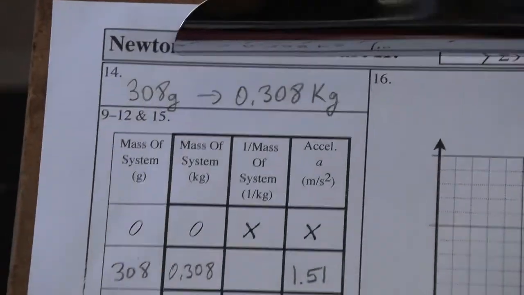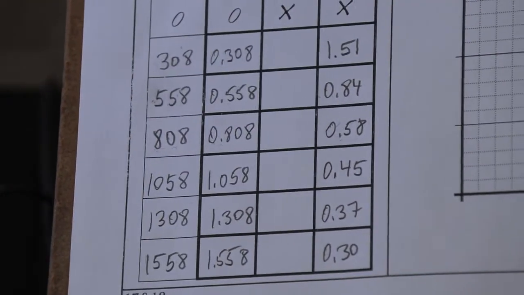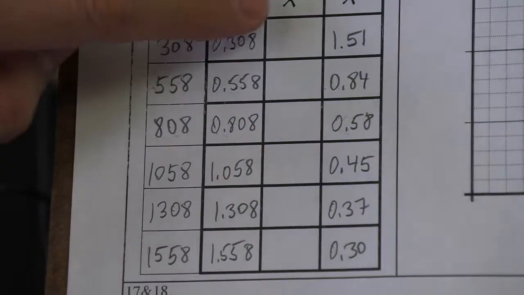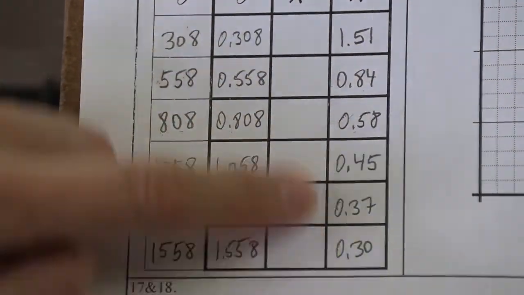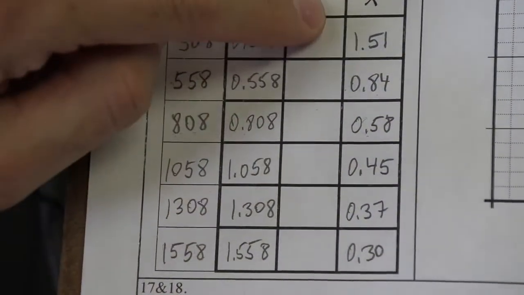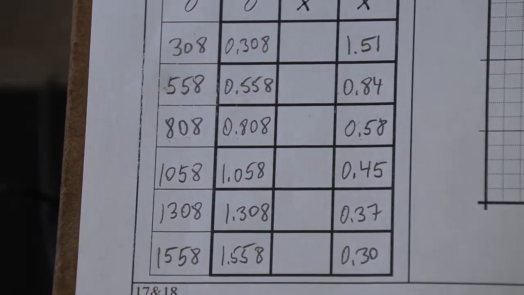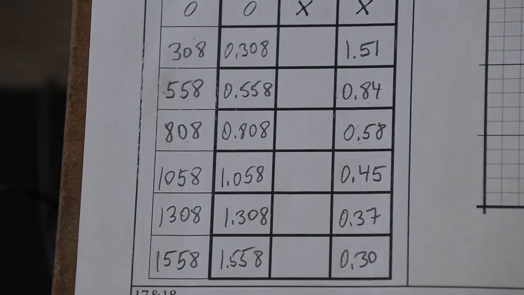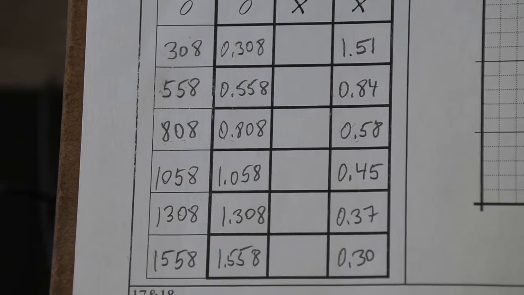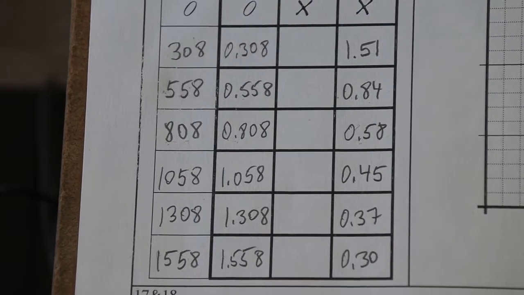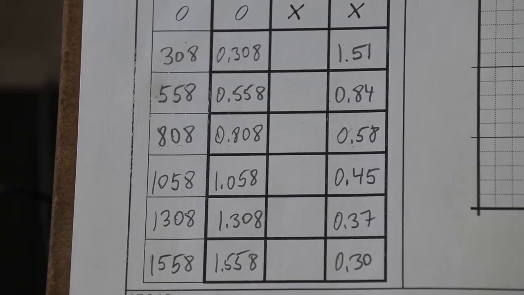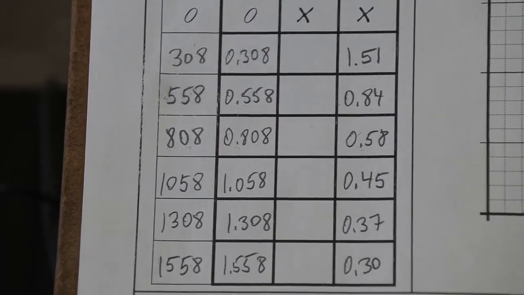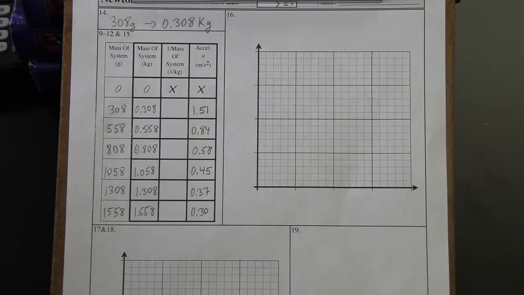And there is the last entry in my data table. Again, it keeps getting smaller. More mass, less acceleration. We are seeing the pattern, but of course we need to analyze it now graphically in more detail, with more precision, to get the true mathematical relationship. So let's move on to that.